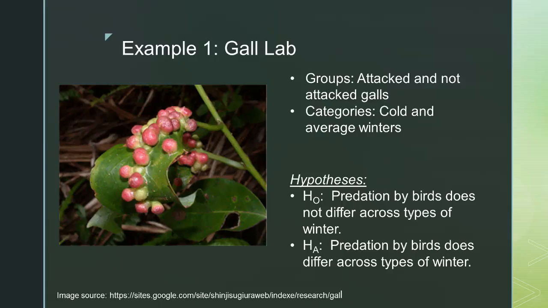So our null hypothesis is that birds attacked the same percentage of sampled galls during both the cold and the average winter. And our alternative hypothesis is that the percentage of galls attacked is different.